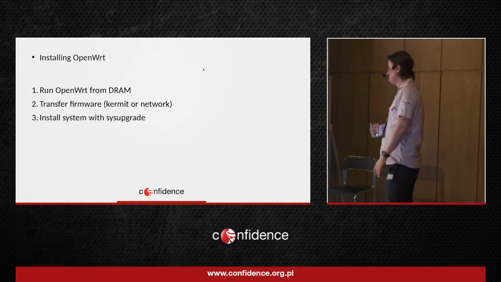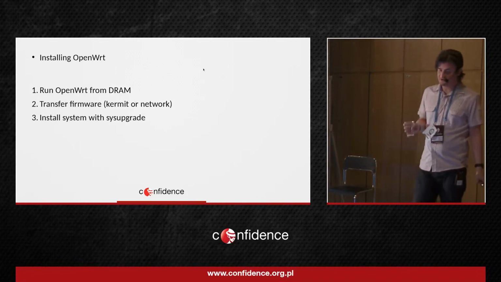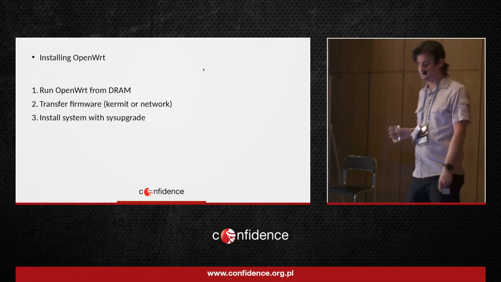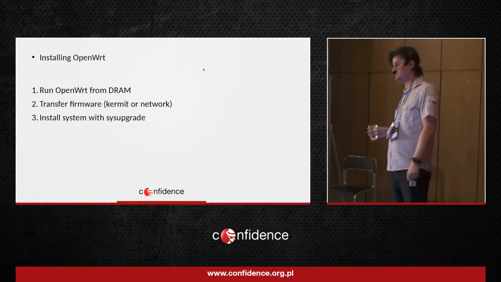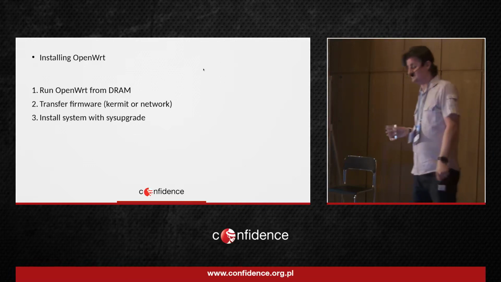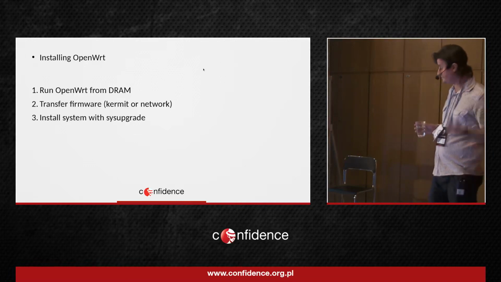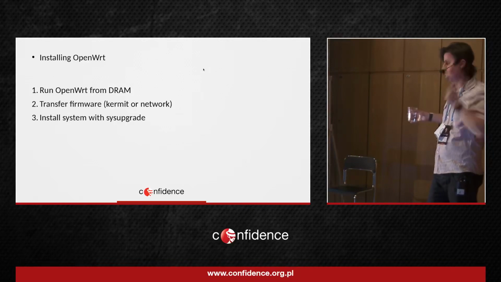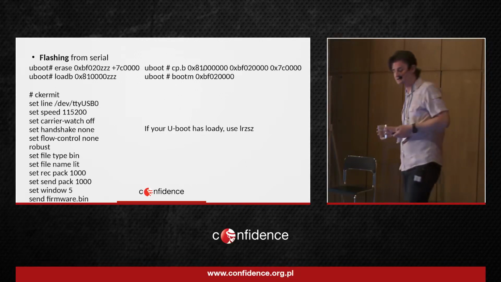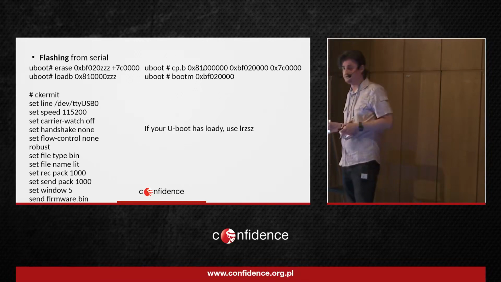If you want to install your new system, then you just run your OpenWrt and use the sysupgrade command to install the whole system to the device. This is when you want to have a newer kernel or some stuff that wasn't available in the original firmware.